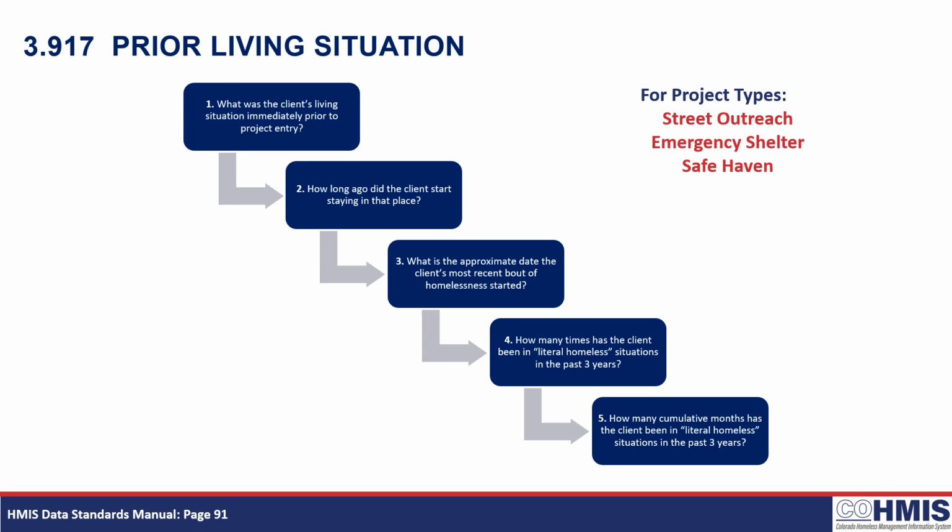The types of questions we ask clients about their prior living situation can sometimes vary depending on the project type the clients are entering. So for street outreach, emergency shelter, and safe haven projects, clients are generally entering from living situations of literal homelessness. So we just start by asking, what was your living situation immediately prior to entering the project? How long ago did you start staying in that place? What's the approximate date or your best guess for when your most recent bout of homelessness started? And then how many times have you been literally homeless in the past 3 years? And how many total months have you been homeless in the past 3 years?